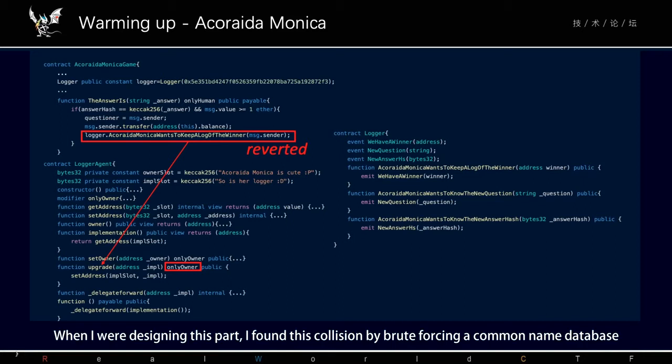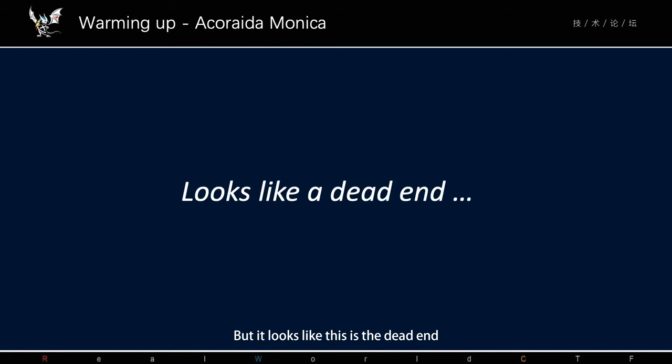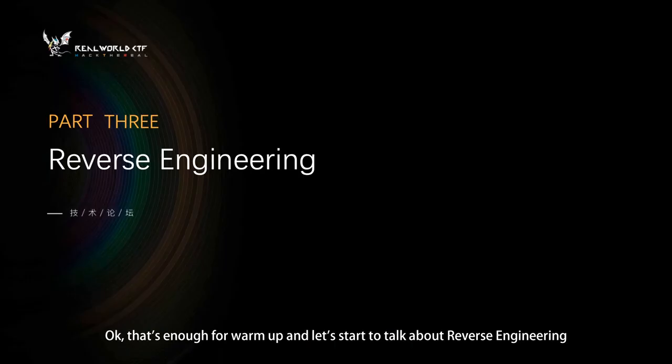When I was designing this part, I found this collision by brute forcing a common name database. And this is the reason why this challenge is called Awkward Monica, right? Okay, so now we've figured out why our calls failed. It's kind of great, but it looks like this is a dead end. So where is the backdoor of the honeypot? If we want to solve this challenge, if we want to move on, we need another breakthrough point. Okay, that's enough for a warm up, and let's start to talk about reverse engineering.